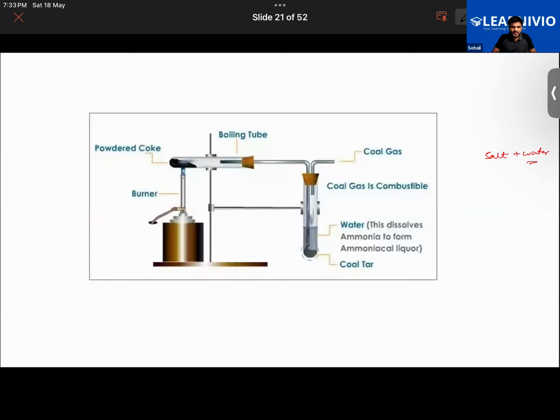Right now, let's do one thing. Leave this topic for the next class. We'll be discussing this topic in detail in the next class. It will take some amount of time to cover the topic.